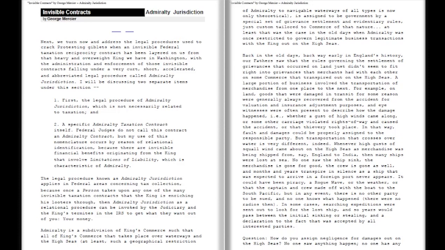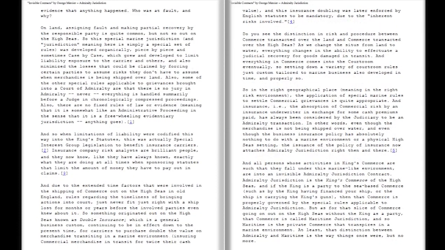In some cases, searching expeditions were sent out to look for the lost ship, and so years would pass between the initial sinking or stealing, and a declaration to the fact that was accepted by all interested parties. Question: how do you assign negligence for damages out on the high seas? No one saw anything happen, no one has any evidence that anything happened. Who was at fault, and why?